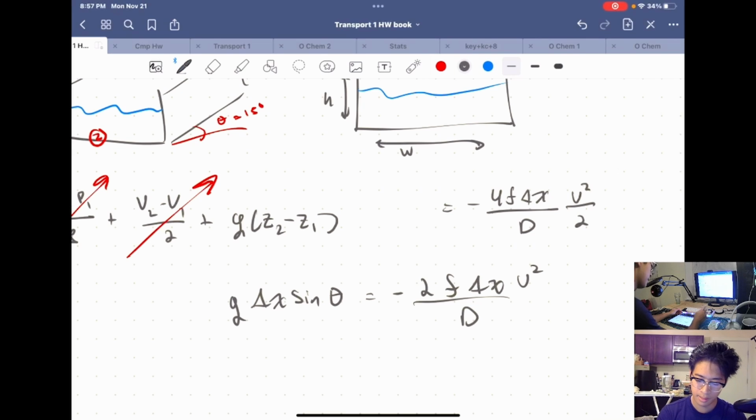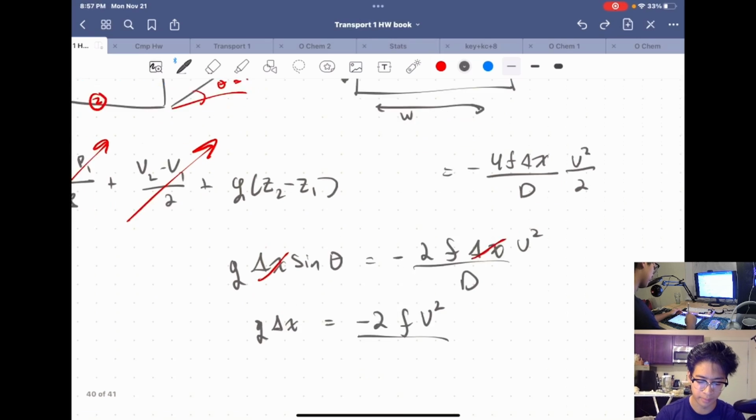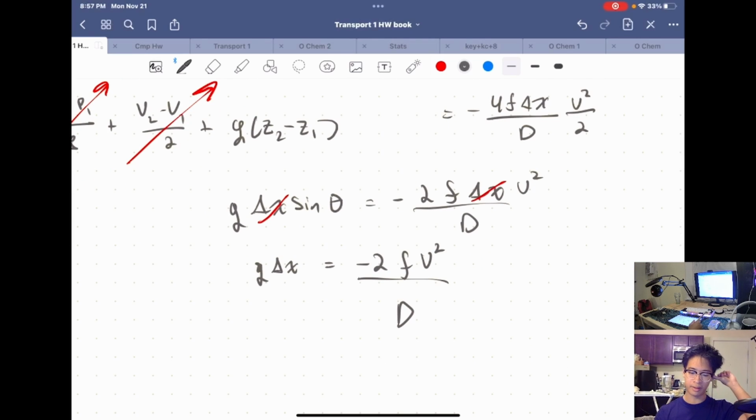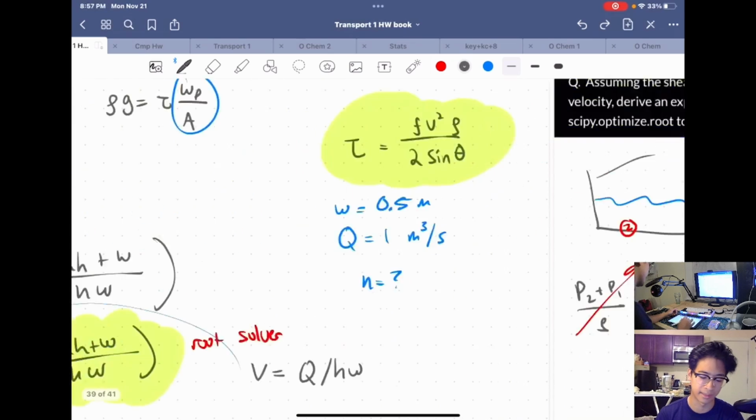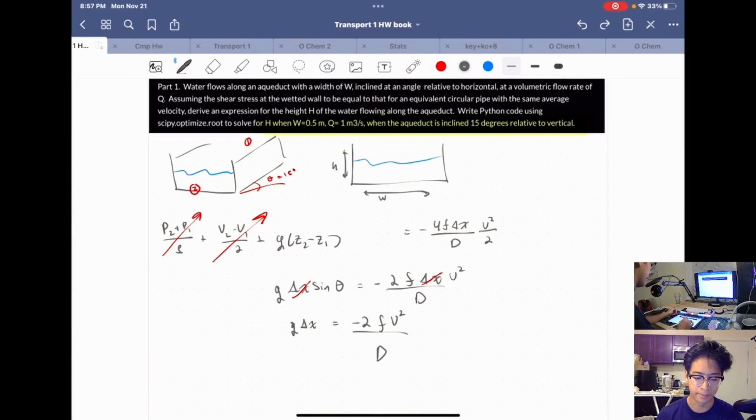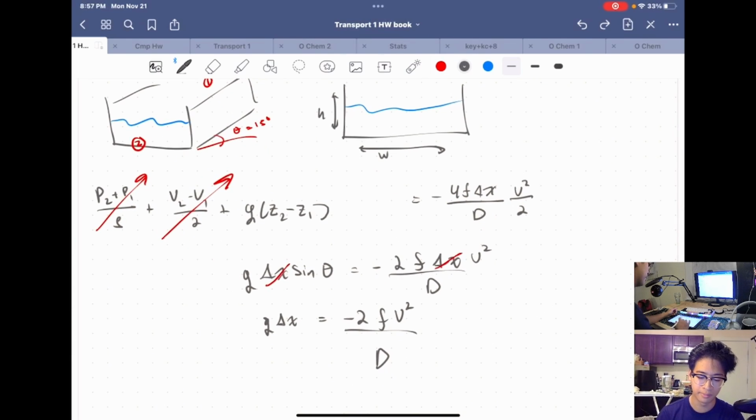You notice that delta x cancels out, rather convenient. Now we have g sine theta equals negative 2f velocity squared over d. We still have d, so not quite good yet. We have some pesky unknown terms that we cannot use to root solve. We have diameter, which doesn't make sense for this rectangular open channel, and we still have velocity.